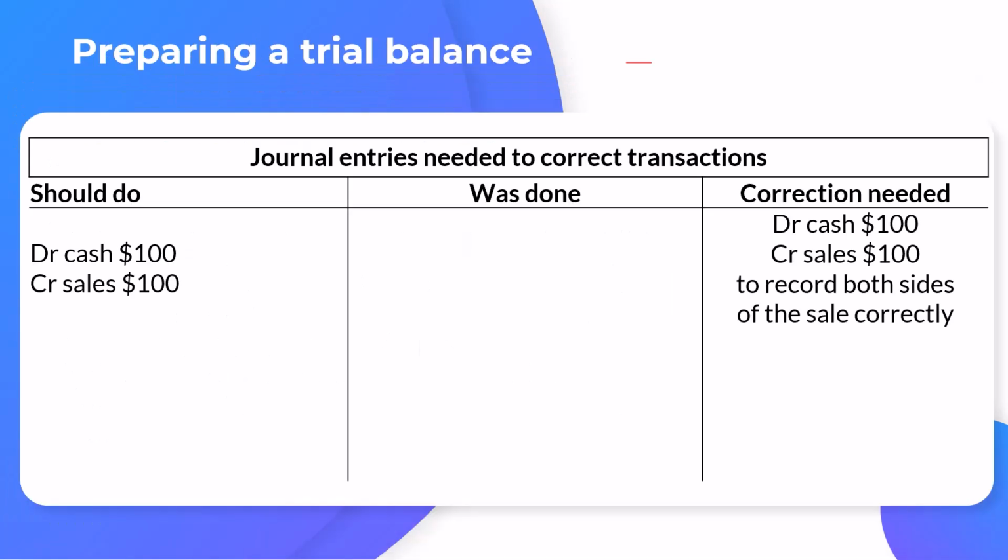Alright, so with the first entry, what should happen is that we're supposed to debit cash and credit sales. What was done was nothing. Therefore, to correct that, we need to debit cash with 100 and credit sales with 100.